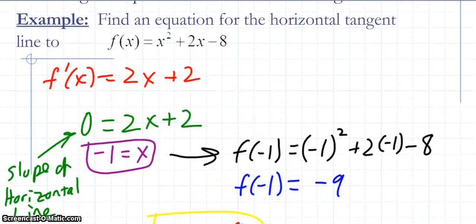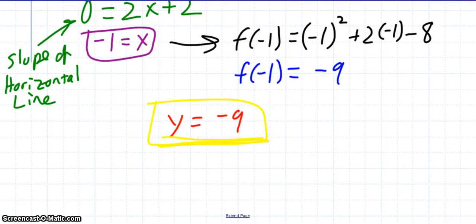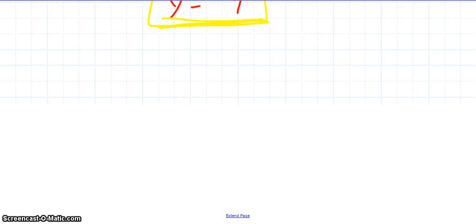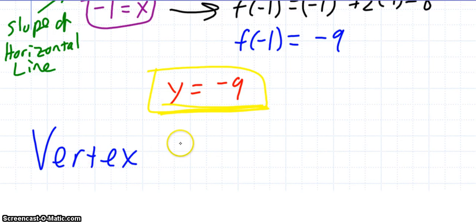Now, in this case also, since this was a quadratic function, what else did we actually find here? So think about what that is. Where is the horizontal tangent line going to occur in a quadratic function? That's going to be at the vertex.